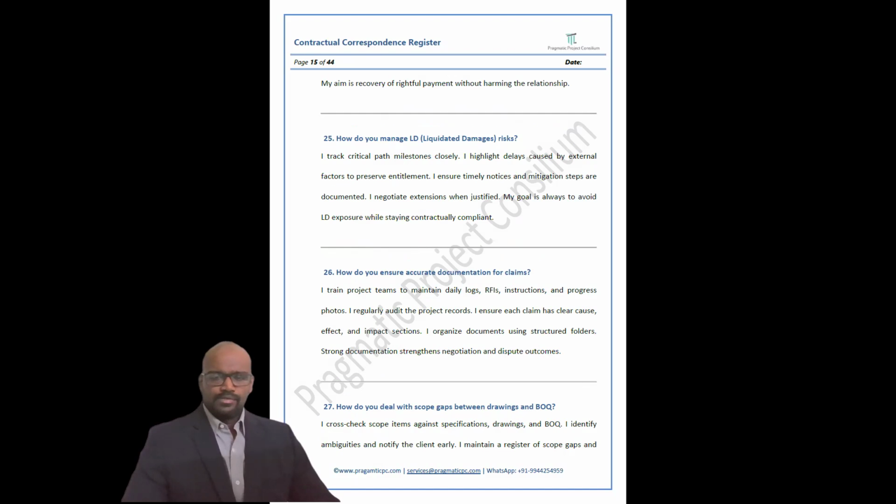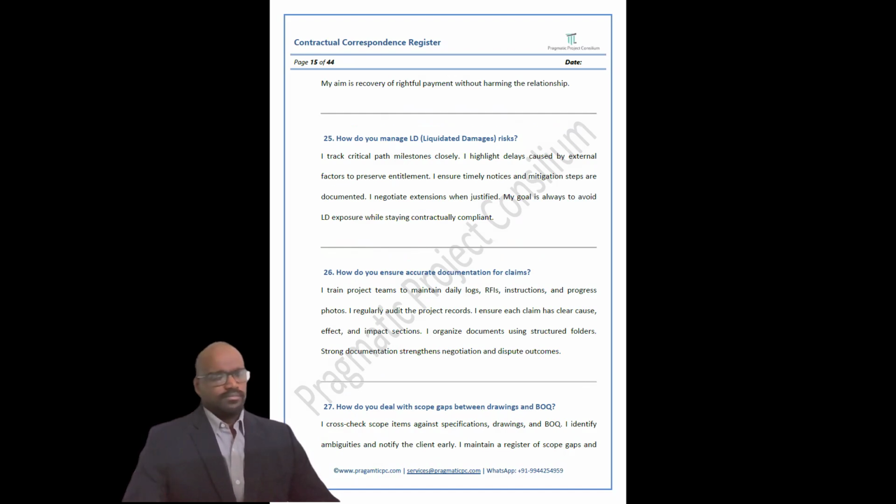So that's more important. A very diplomatic relationship has to be maintained with the client, and tell them this is not fair or this is not as per the contract, and this will affect our cash flow and it will indirectly affect you. So that has to be explained.